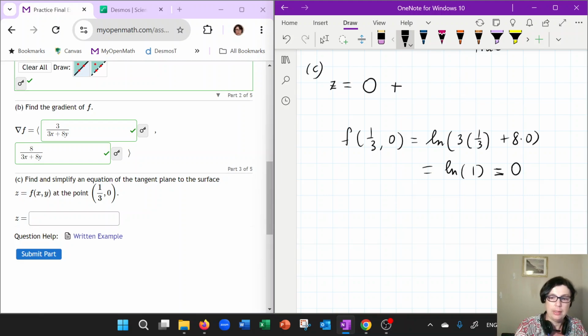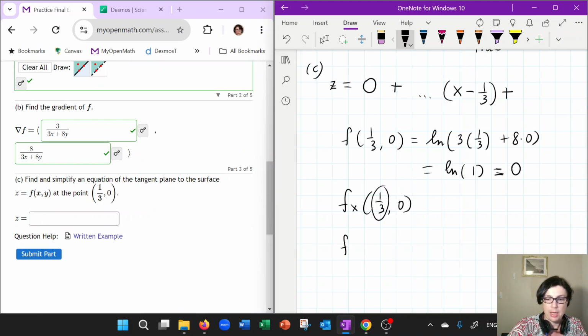Then we add the first partial at that point, multiplied by x minus the x coordinate of the point, plus the second partial at the same point, multiplied by y minus the y coordinate of the point. Okay, so that's my tangent plane equation, but let's see if we can plug in 1/3 first in the first partial.